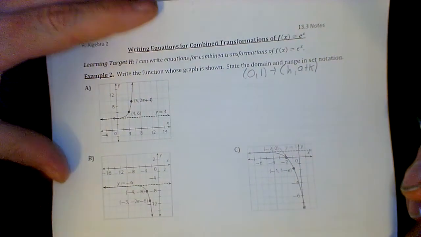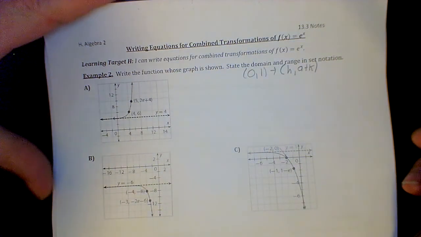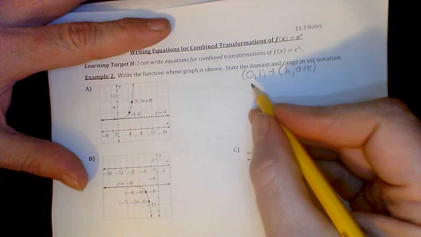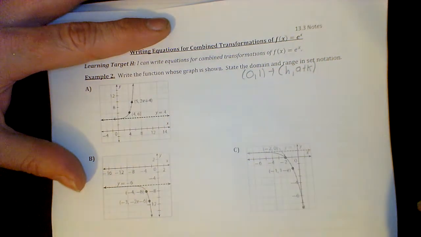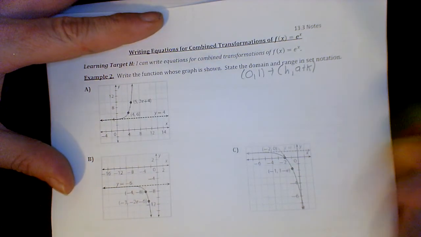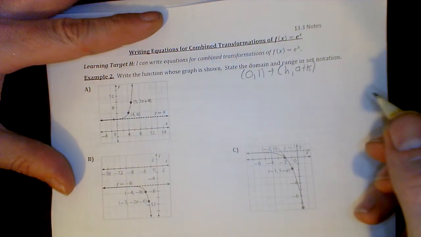Alright, so we're going to go backwards from graph to equation. We really don't need a whole lot on this. This one formula will do it for you. So (0, 1) turns into (H, A + K), because we already know what the base is going to be, right? So all three of these are relatively simple. It shouldn't take long to get through.